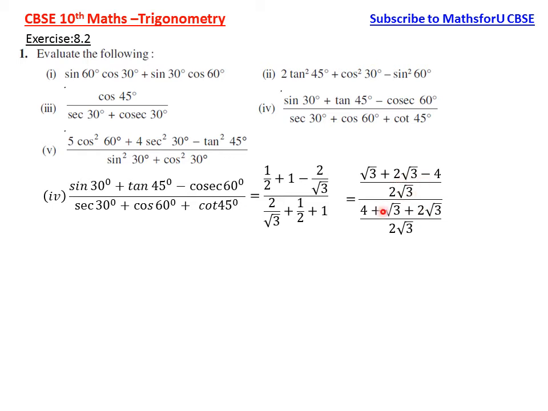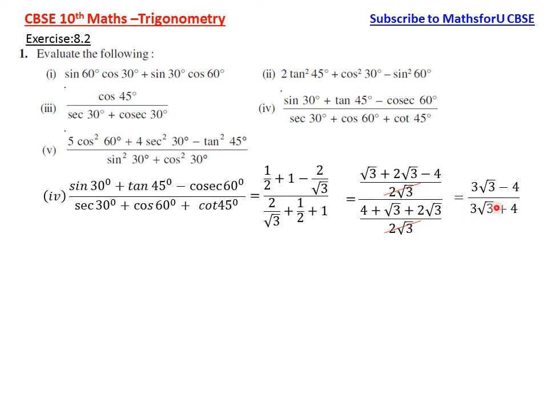3 root 3 minus 4, 3 root 3 plus 4 we have. In the numerator, the denominator part is 2 root 3. In the denominator, the denominator part is 2 root 3. These two will get cancelled. So we get 3 root 3 minus 4 by 3 root 3 plus 4. That is, here root 3 plus 2 root 3 will be 3 root 3. And here we will have the 4.